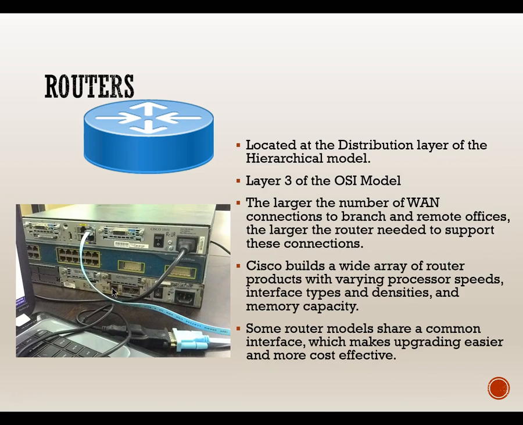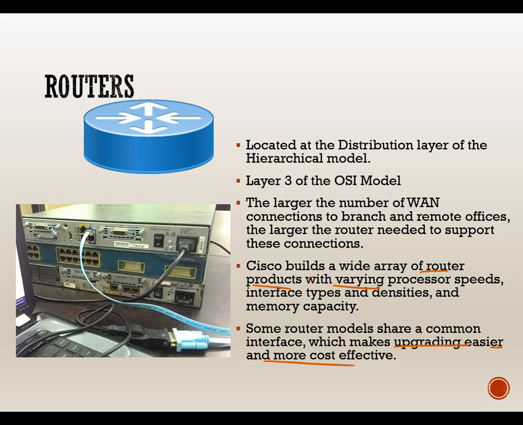Okay, so the larger the network, the more remote offices, the larger the router we're going to need in order to do that. A wide array of router products, and this is a Cisco ad, but this is what we're about here, is Cisco. Varying processor speeds, interface types, densities, and memory capacity. Network models share a common interface, which makes upgrading easier and more cost effective.